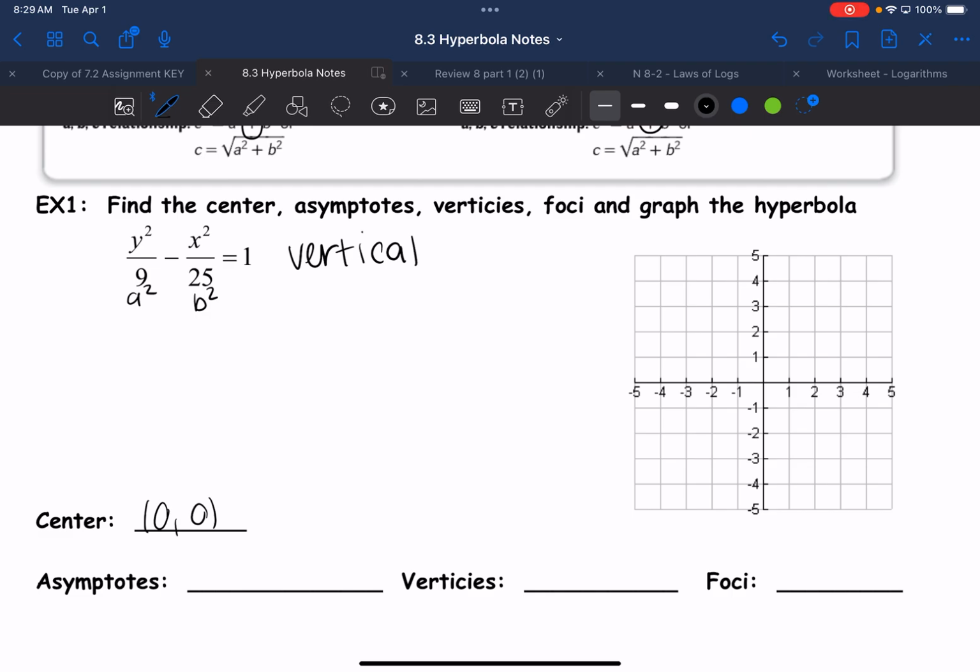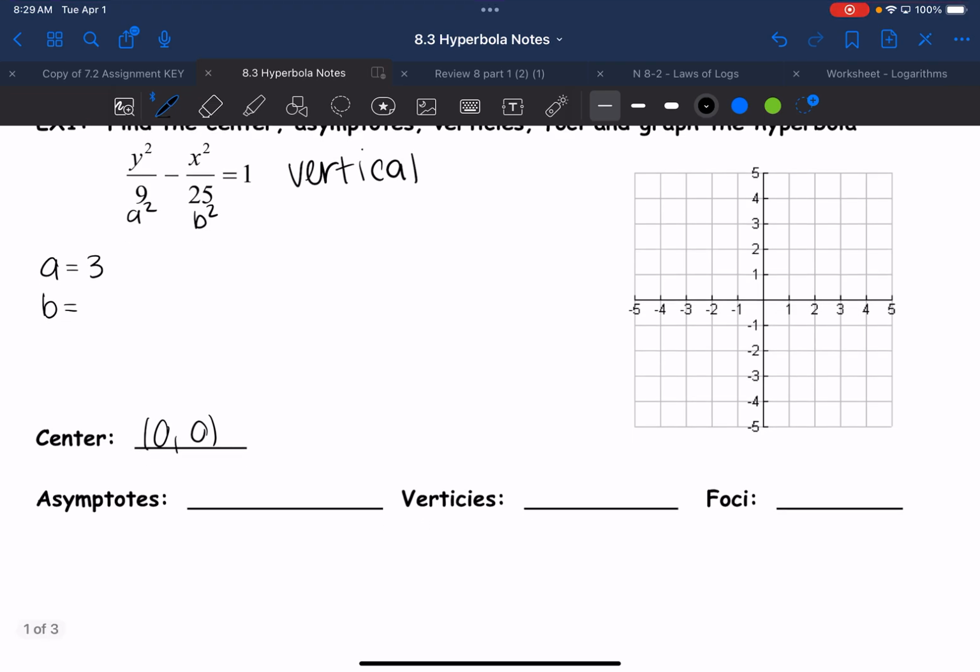Okay, so if a squared is 9, then what's a? 3. And if b squared is 25, what's b? 5. And then remember they said that c squared is a squared plus b squared, right? So c squared equals 9 plus 25, which is what? 34. So c squared equals 34. Okay, and that's not really going to simplify, right? There's nothing that multiplies to give me 34 that has a square root, so c is the square root of 34.